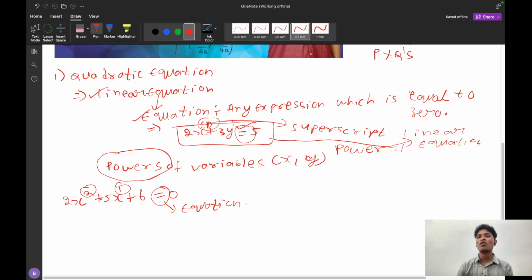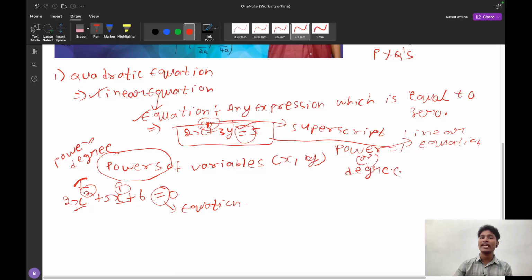The highest is said to be the power of the equation, that is the power of the variable x. Here two x terms are there, so when two are present, the highest power is said to be the degree. The highest power here is 2, so 2 is said to be the power as well as the degree. Here the power is equal to 1, or we can say degree equal to 1.